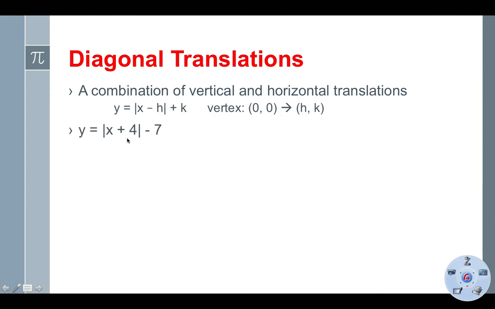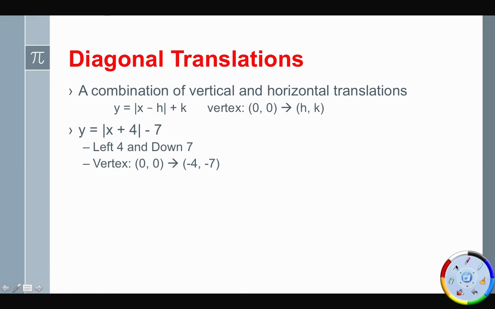So if we had this equation, we have to put everything together that we just learned on the last 2 slides, where the -7 on the outside moves down 7 units, and the +4 on the inside of the absolute value is going to move us left 4 units. So we can say that this translation is left 4 and down 7. So it's going to take our vertex and move it from the point 0, 0 to the point -4, -7.